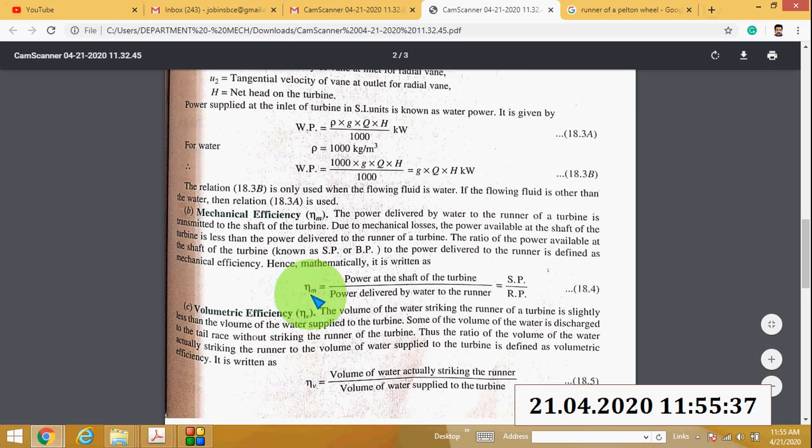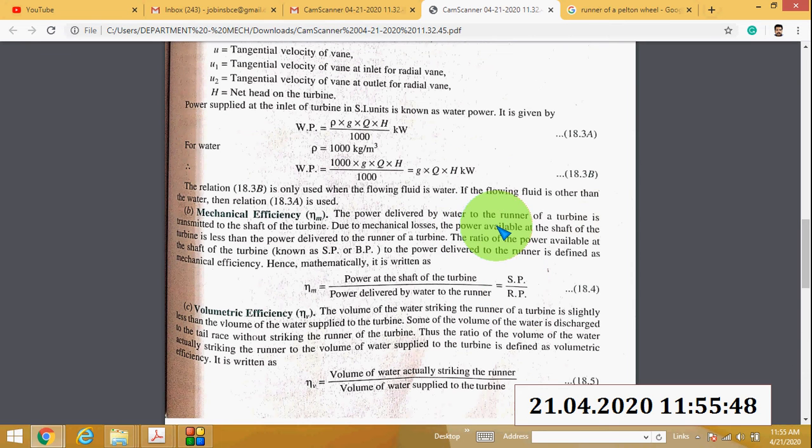Then the second efficiency is mechanical efficiency. This is equation 18.4. Mechanical efficiency is equal to shaft power divided by runner power. The power delivered by water to the runner of a turbine is actually transmitted to the shaft of the turbine. Due to mechanical losses, the power available at the shaft of the turbine is less than the power delivered to the runner of the turbine.